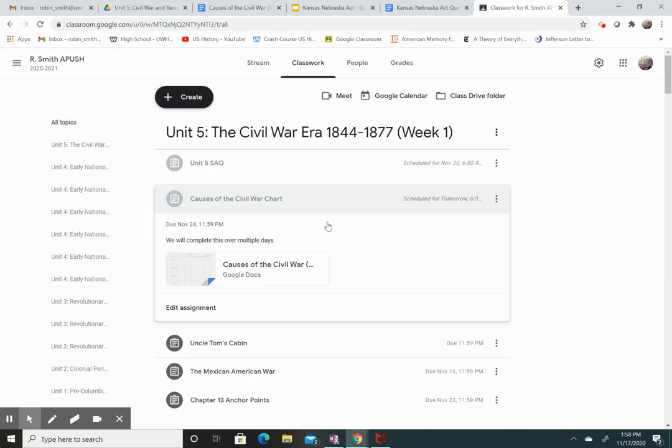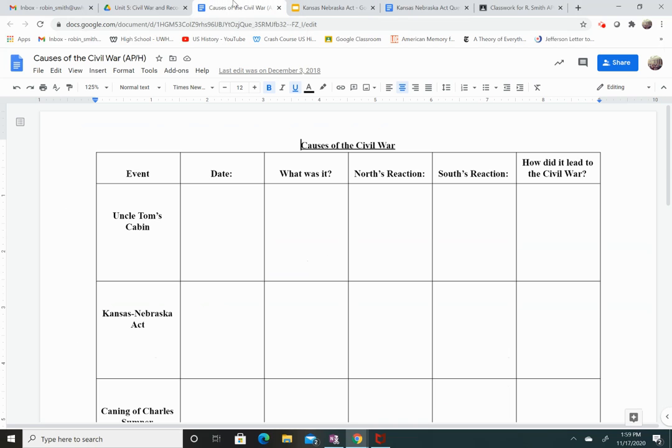We'll have covered all the events leading up to the Civil War. So you'll be working on that and filling in a couple of events on there today. And then I'll go over the second assignment at the end of this. So the causes of the Civil War chart, this basically breaks down each of the main events that led to the Civil War, and you're going to put the date.